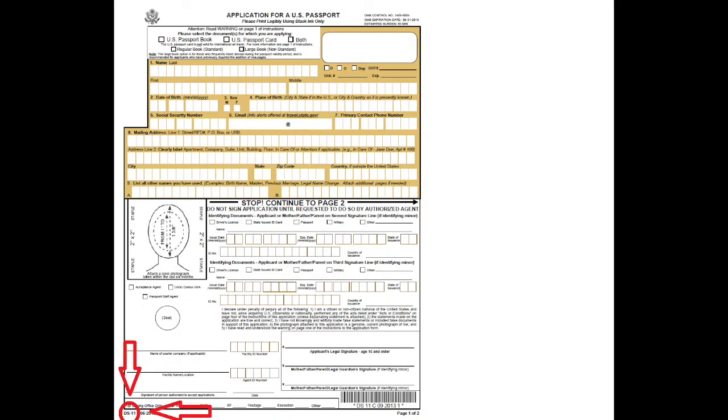Now that you have the application you need, let's fill it out. We'll start with the DS-11, but remember, if you are a parent or guardian filling out the passport application for a minor child, do not answer the questions yourself. Answer on behalf of the child.